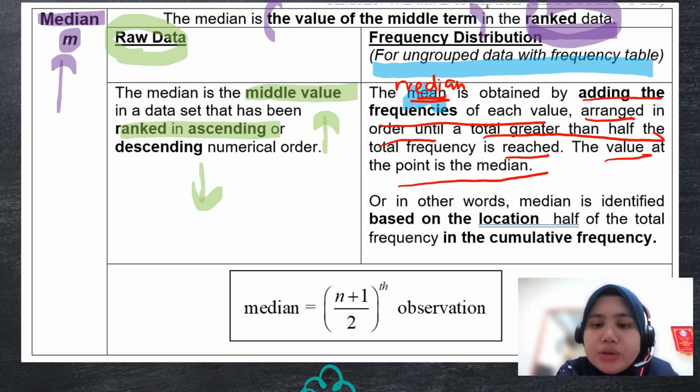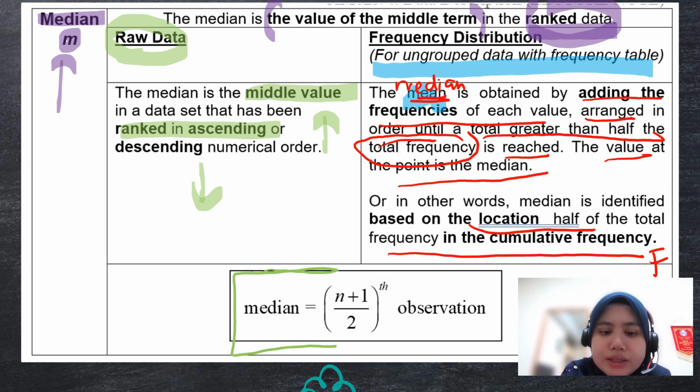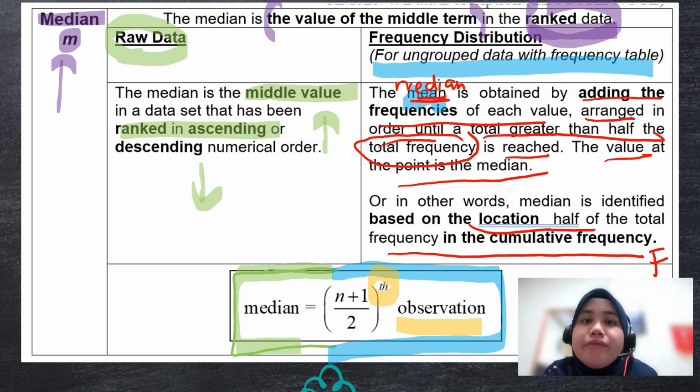So you have to find the total frequency and then calculate half of the total frequency, then you can get the median. In other words, the median is obtained based on the location of half of the total frequency in the cumulative frequency. Cumulative is summation f, which you can denote as capital F. What's the formula for our median? It's the same for both: the median is found by finding the (n plus 1) over 2 observation. You need to find the observation first, and then you get the value of the median.